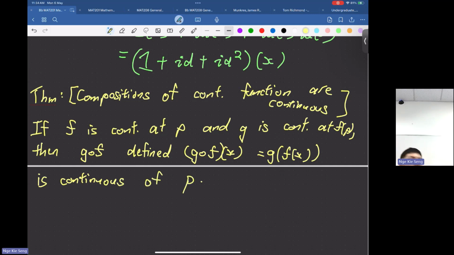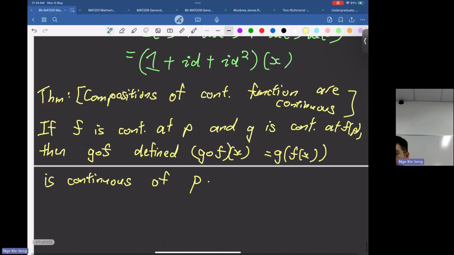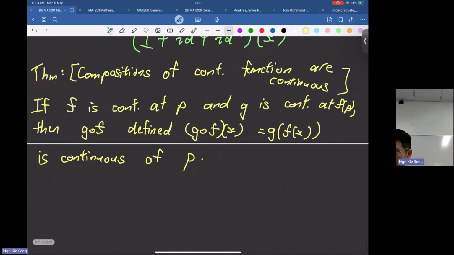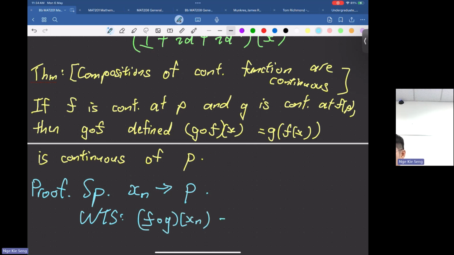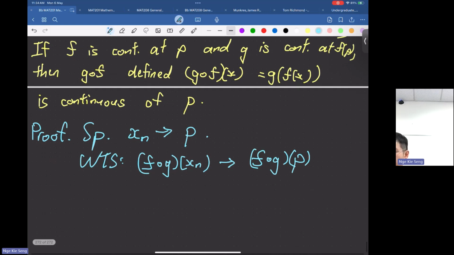Why so? Very quick proof. Suppose s_n converges to p. We want to show what? That G on f on s_n also converges to G on f on p. But what is G on f on s_n?